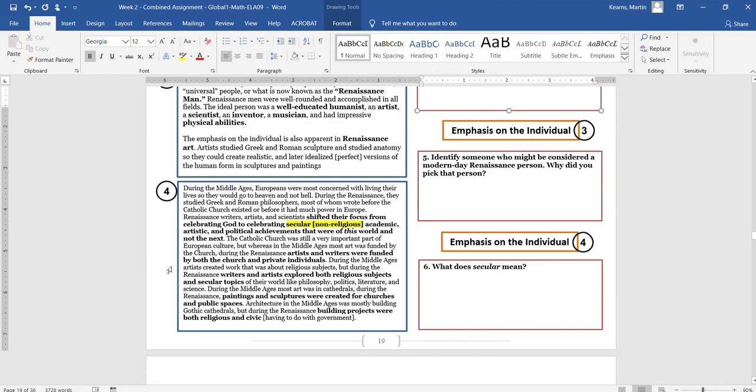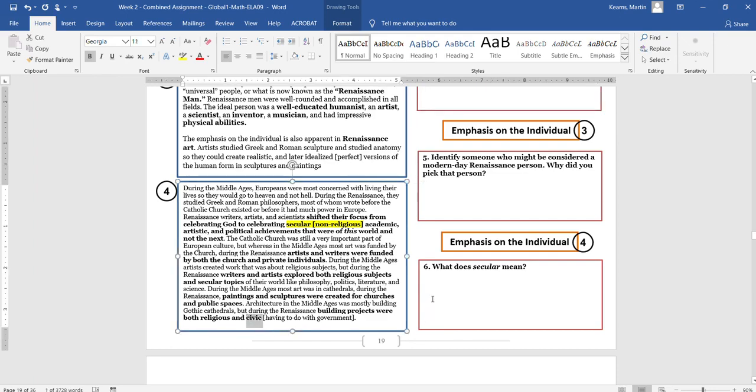During the Middle Ages, most art was in cathedrals. During the Renaissance, paintings and sculptures were created for churches and public spaces. Architecture in the Middle Ages was mostly building Gothic cathedrals, but during the Renaissance, building projects were both religious and civic, which means having to do with the government.